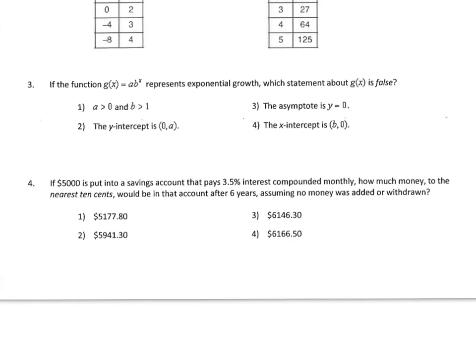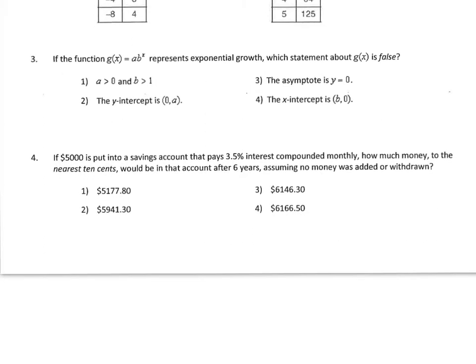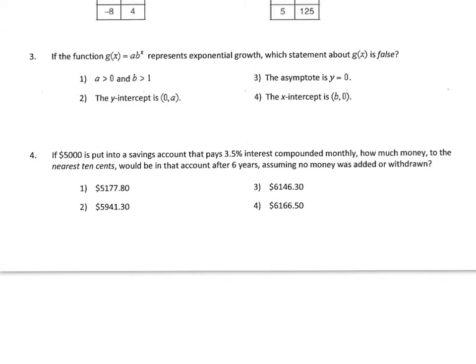All right, now in number 3, it says, if the function g of x, which equals a times b to the x power, represents exponential growth, which statement about g of x is false? So we're looking for what is false, which is not true. Let's start with the first one. It says a is greater than 0 and b is greater than 1. Well, you can plug a value greater than 0 in for a and a value greater than 1 in for b, and let's see what happens.